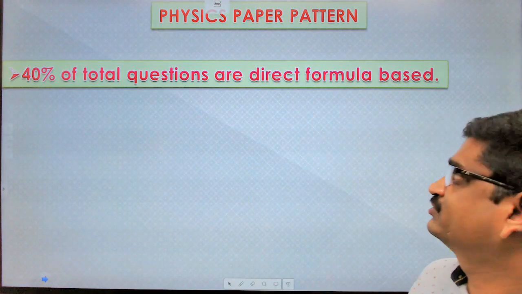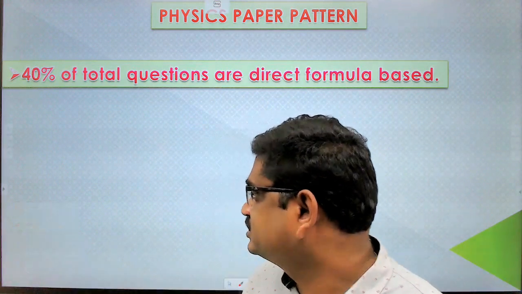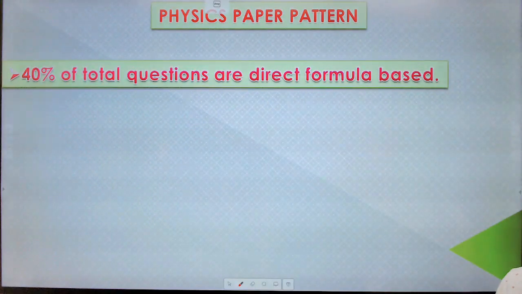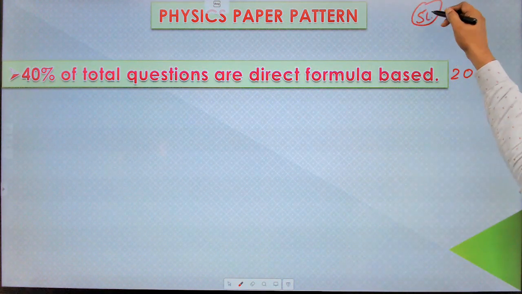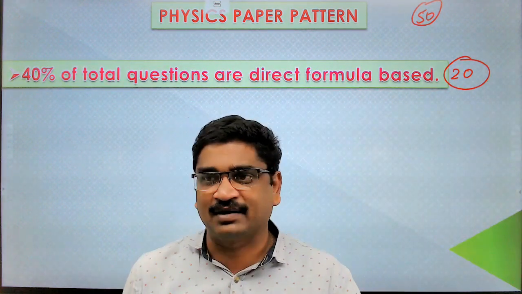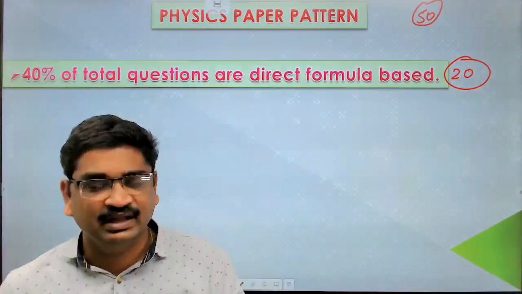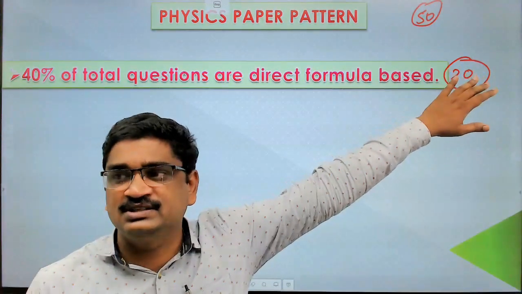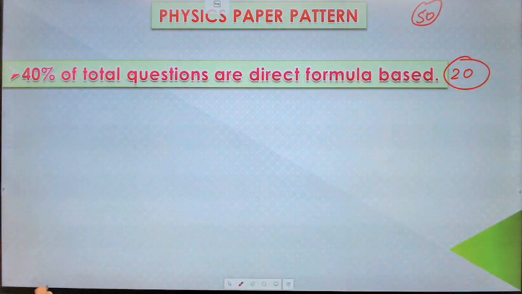Around 40% of total questions are direct formula based only. So how many questions are there? 40% means around 20 questions. Out of 50, around 20 questions are direct formula based. If you know the formulas in first year and second year, or 11th and 12th topics, then you can answer these 20 questions easily.